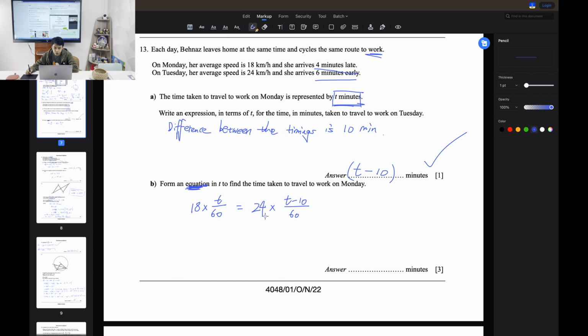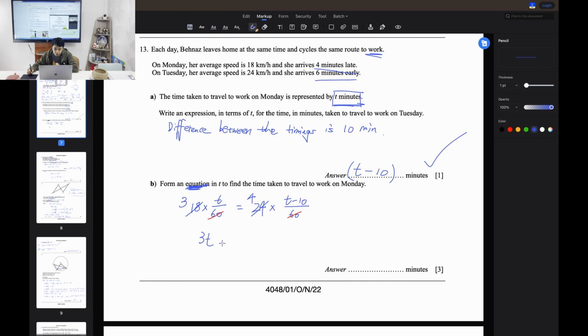Okay, so this is a speed and time question. The distance on both days she has traveled are the same. So we can also cancel the 60, because they are the same, right? Same on the denominator, on the left hand side and right hand side. And then for 18 and 24 we can cancel off 6: 3, 4. Okay, so 3 and 4.